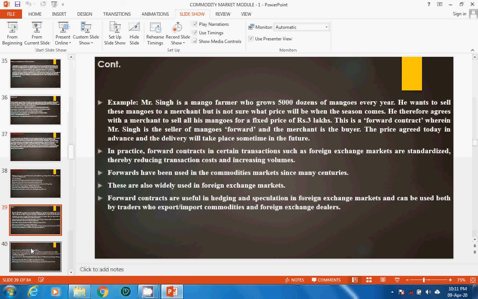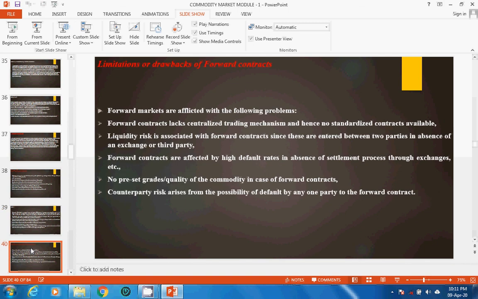Forwards have been used in the commodities market since many centuries. So these are also widely used in the foreign exchange market. Do you know what the foreign exchange market is? The market where foreign currencies are bought and sold. Forward contracts are useful in hedging and speculation in foreign exchange markets and can be used both by the traders who export and import commodities and the foreign currency dealers.